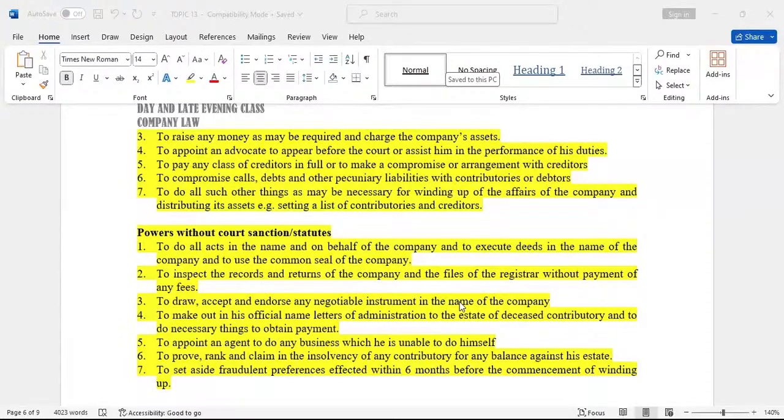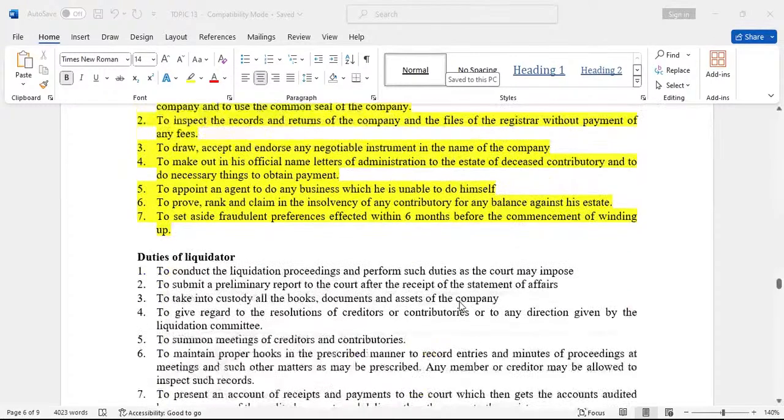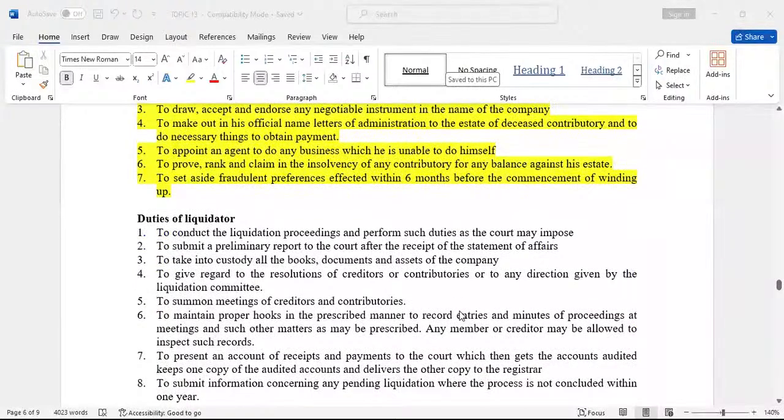Then to appoint an agent to do any business which he is unable to do. So he can appoint someone to assist him in those issues he's not able to do by himself. Then to prove rank and claim in the insolvency of any contributory or for any balance against his estate. Then to set aside fraudulent preferences effected, for example, 6 months before the commencement of liquidation. So those are part of the powers not sanctioned by the court.